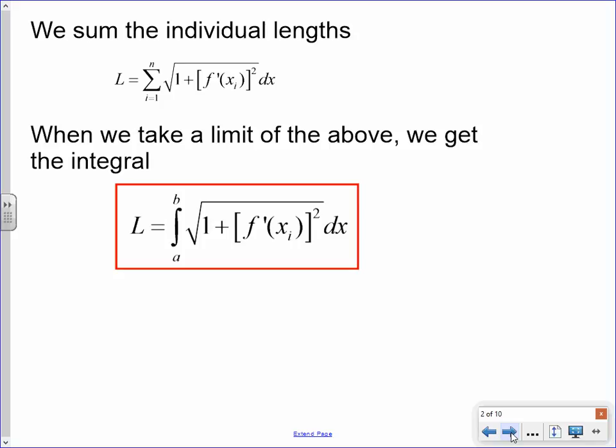So if I ask you to find the arc length, the first thing that you're going to need to do is find the derivative, so you can plug that derivative into this formula.